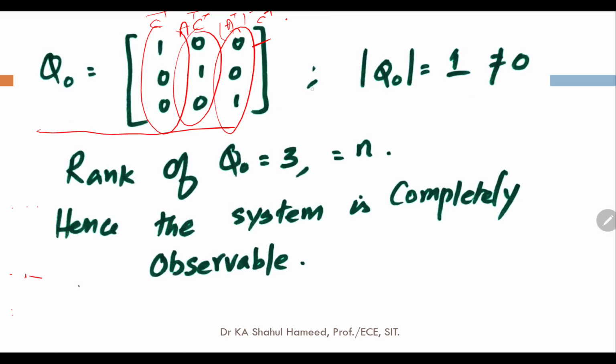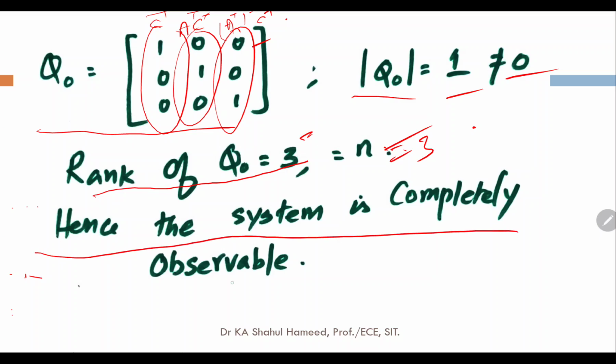So the determinant of QO is equal to 1 and is not equal to 0. Then the rank of the matrix is 3, which is equal to n, the number of states, that is also 3. So if the rank and the number of states are both the same, then we can say that the system is completely observable.